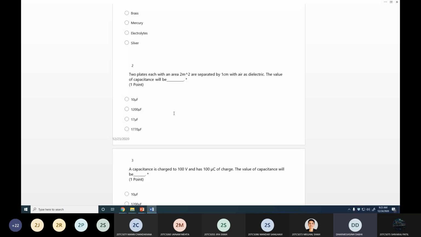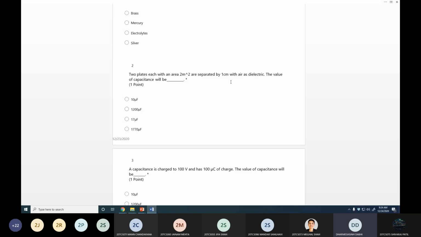But here air is the dielectric medium. So as you know, epsilon is equal to what? Epsilon 0 into epsilon R. But here epsilon R is 1 because air is a dielectric medium. Relative permittivity for air is 1. So the equation is only epsilon 0 into A by D.